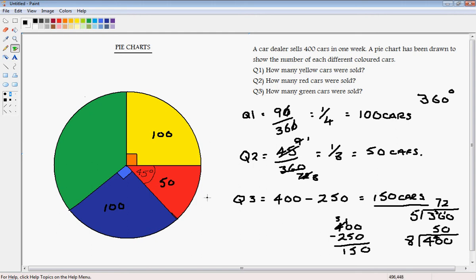This is teaching you to think. You can see here that to find the number of yellow and red and blue cars is very simple. We just put it over 360 degrees, cancel it, find the fraction, and once we've found the fraction, we can then find that number here.